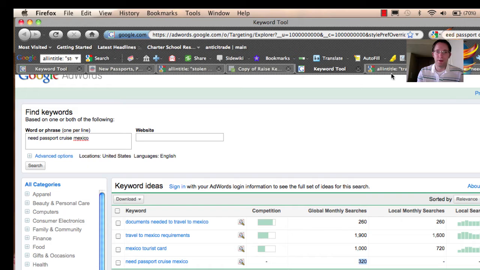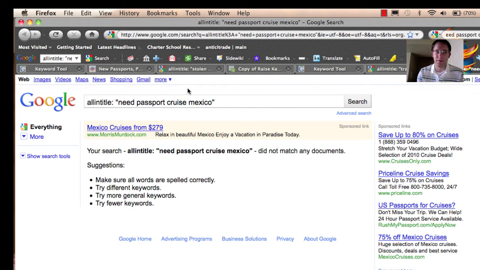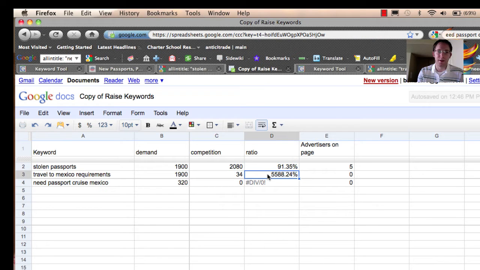And so if I would go look at the all-in titles for some of these, like travel to Mexico requirements, I only have 34 competitors. If I go look at the all-in-title search for need passport cruise Mexico, once again, no competitors at all, zero. So if you go look at my keyword spreadsheet, we see on travel to Mexico requirements, I have a ratio of 5,500%. That's the kind of ratio that I want to get started with, where I feel like I have a lot of opportunity to succeed. Same thing goes for the next keyword phrase, which is need passport cruise Mexico. There's zero competition. That's a phrase I feel I can target and do really well with.